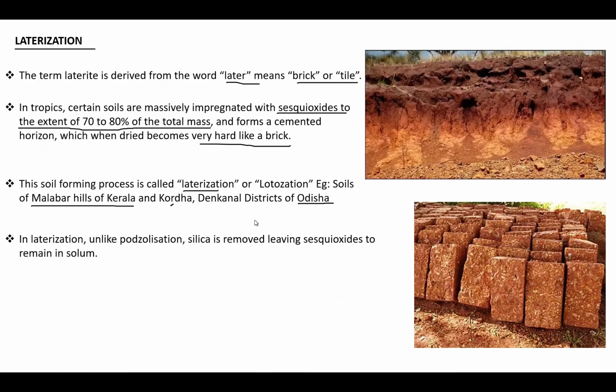Let us see, what is laterization? Laterization is unlike podzolization. Silica is removed, leaving sesquioxides to remain in the soil. So what is happening in podzolization? Silica will be present there and sesquioxides will be removed. But in laterization, there is accumulation of sesquioxides and removal of silica. So what are the favorable conditions for laterization?